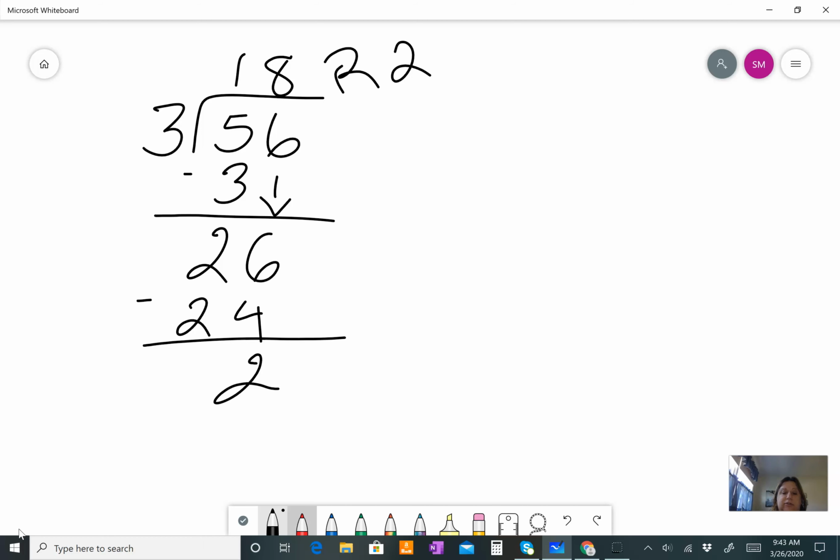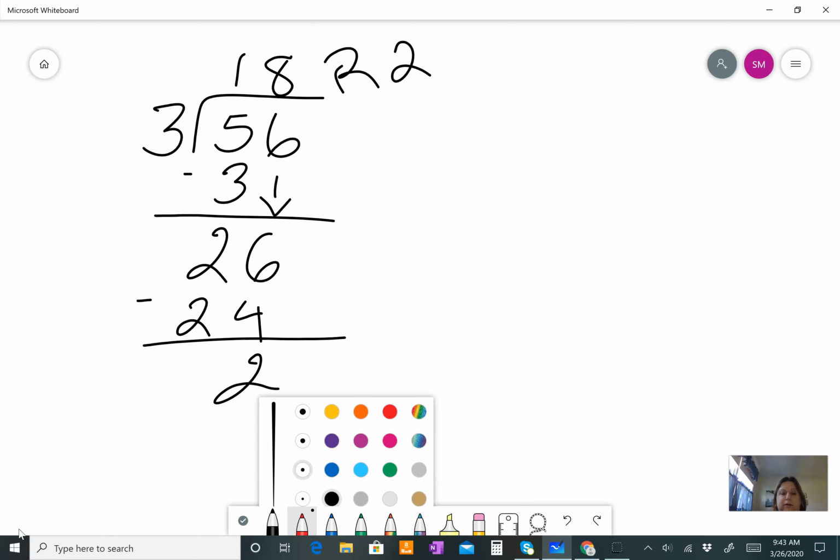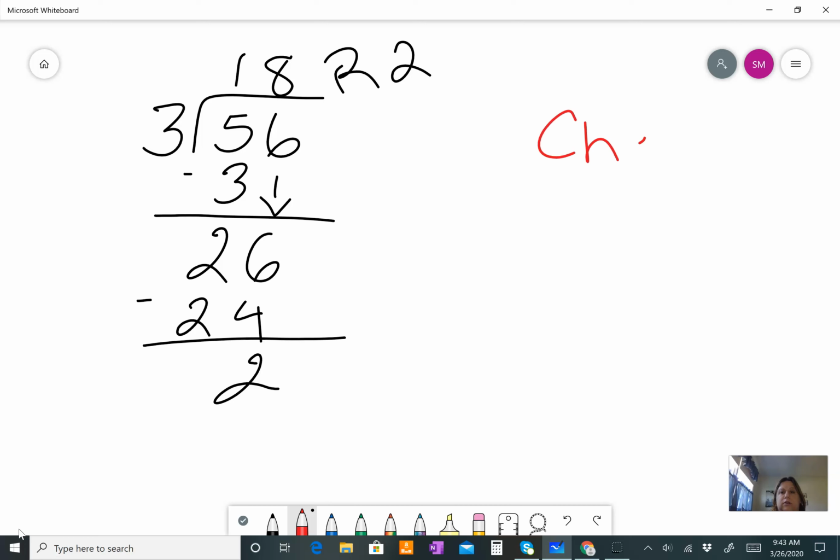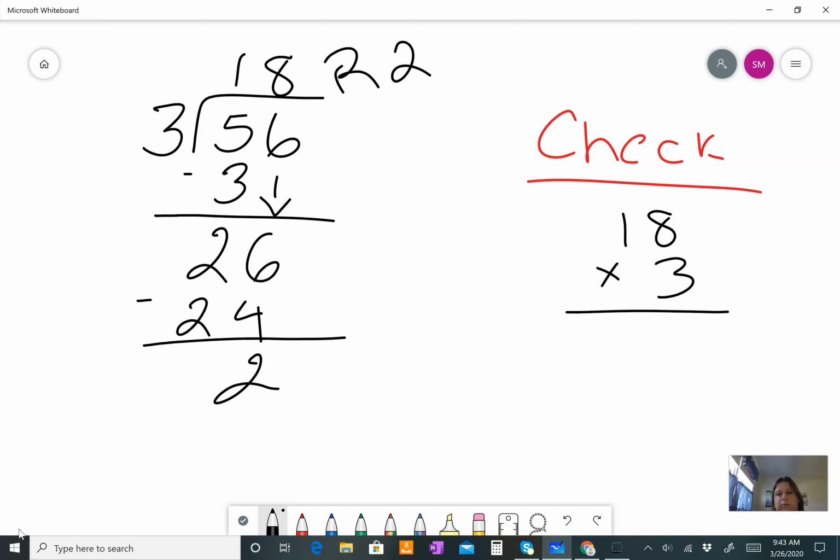So we have the check still to do. Don't forget about the check. I'm going to come over here and do my check because this is required. All right, we have our quotient, 18, times our divisor, which was 3. 3 times 8 is 24. 3 times 1 plus the 2 is 5. 54, but I've got to remember that remainder. I'm adding that on. There's my 56. So I know my work checks out.